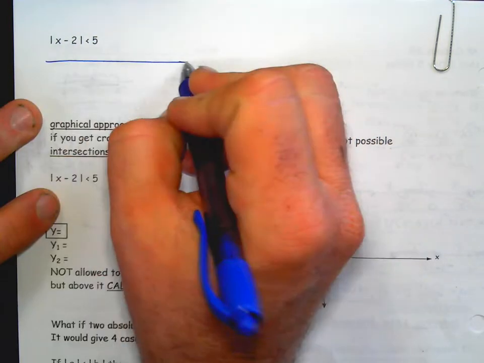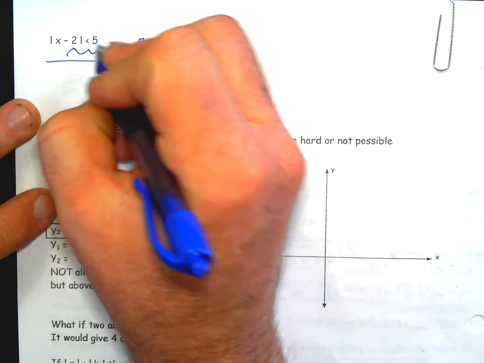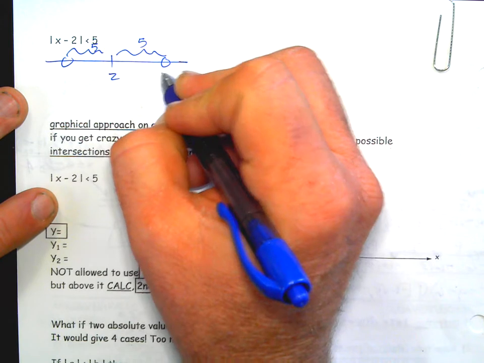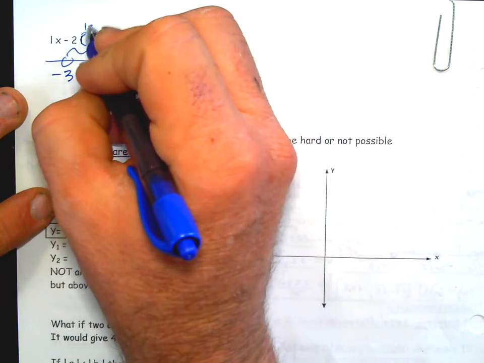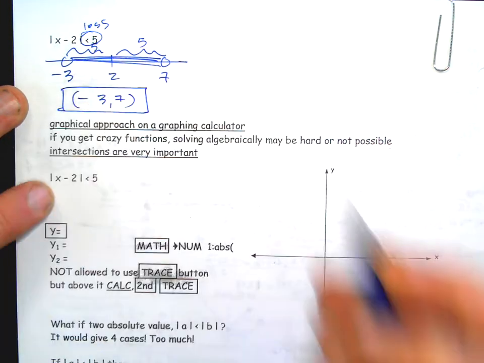So I'm going directly to number line. Center's at 2. We're looking at 5 away. Open dots. 5 added to 2 is 7. 5 taken away from 2 is -3. We want distances less than, right? So in between. There you go. Done.